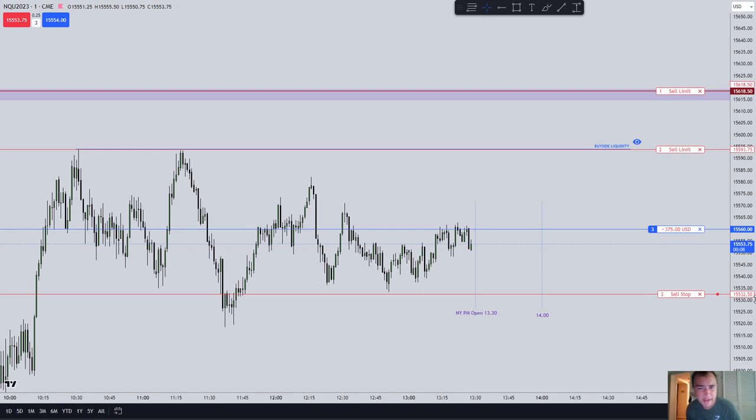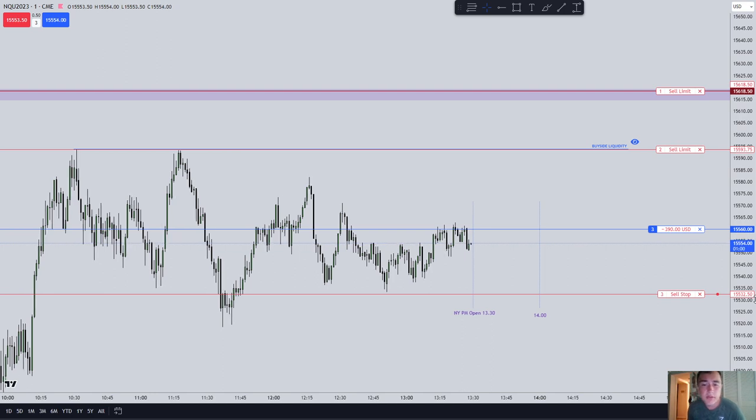In the PM session, but it's still going after sell stops right now. So I don't really know where to put the stop other than where it is. Reclaim that. 1 minute time frame. Buy side imbalance, sell side inefficiency.